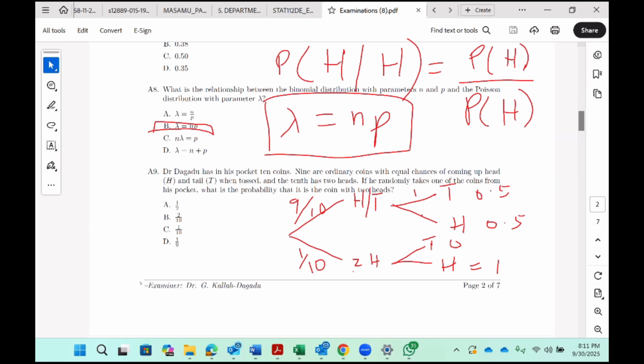So it's a head, conditioned that the first one drawn was a head. The first side was a head. So with the one with two heads, if we are looking for this one, what's the probability here? It will be this times the conditional probability.